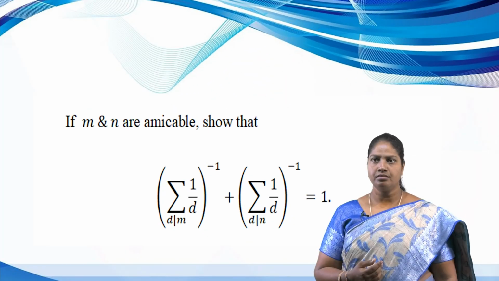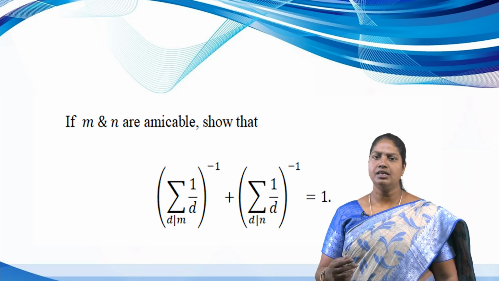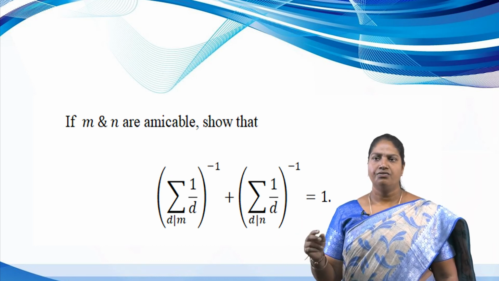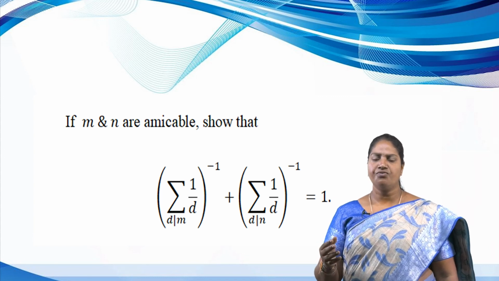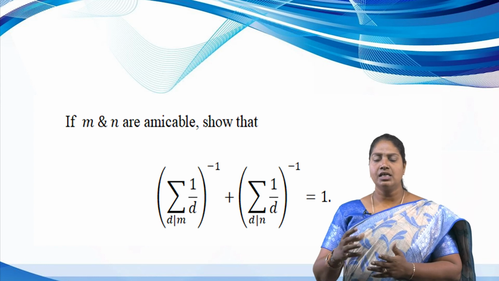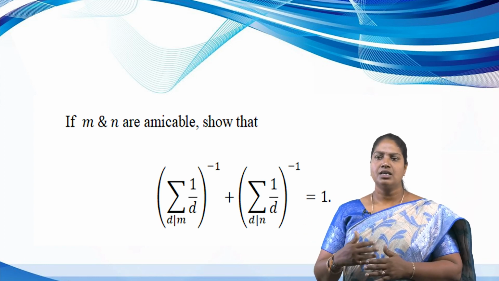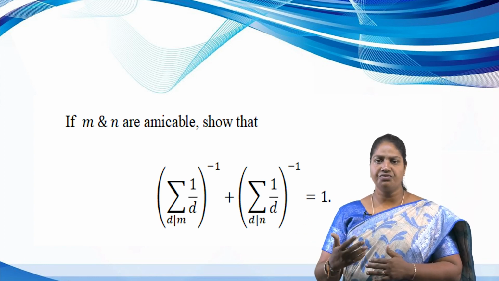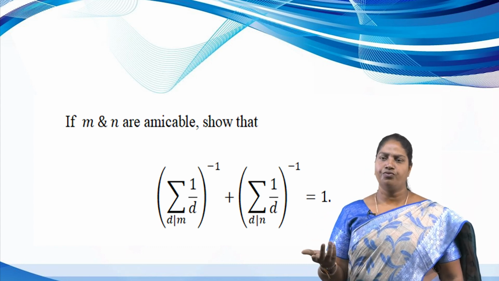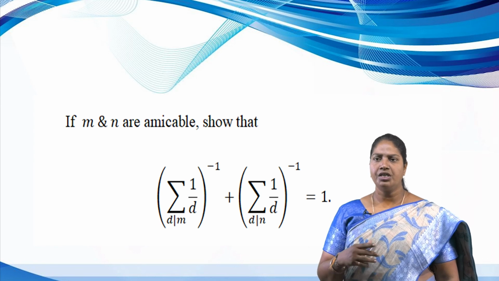Next, the final result: if m and n are amicable numbers, then we can show that the inverse of the summation of the reciprocals of the divisors of m, plus the inverse of the summation of 1 by d, where d is a divisor of n, is equal to 1. And let me give the proof. We have already seen that.